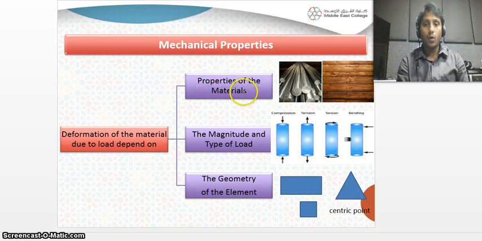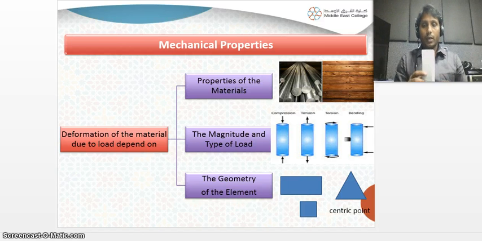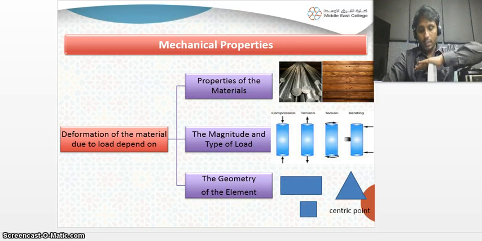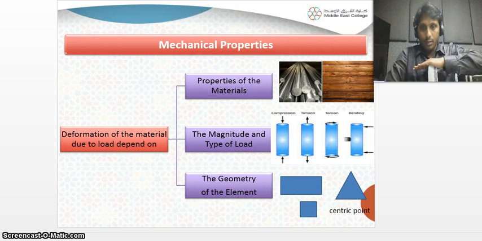First one is properties of the materials, the magnitude and type of load, and the geometry of the element. Properties of the materials means, as we discussed, there are different materials having different properties. The magnitude and type of load. Compression: what does compression mean? If you take an object like this, and the load is applied from both directions towards the object, like I'm pressing it, I'm pushing it, this can be called compression.